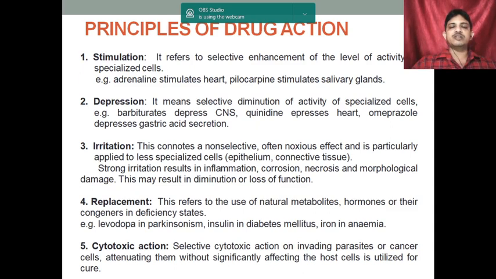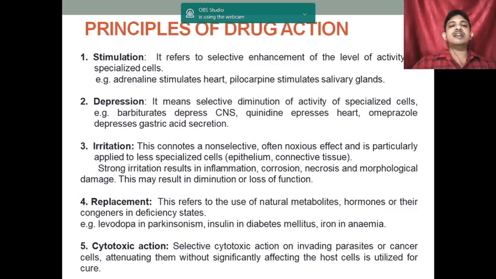Coming to depression, after administration the drug causes depression of a specific cell or specific area. For example, barbiturates and benzodiazepine-type drugs suppress, that is depress, the CNS. If we talk about H2 blockers like ranitidine, or proton pump inhibitors like omeprazole, they depress gastric acid secretion, and so on. So this is one type of depression.